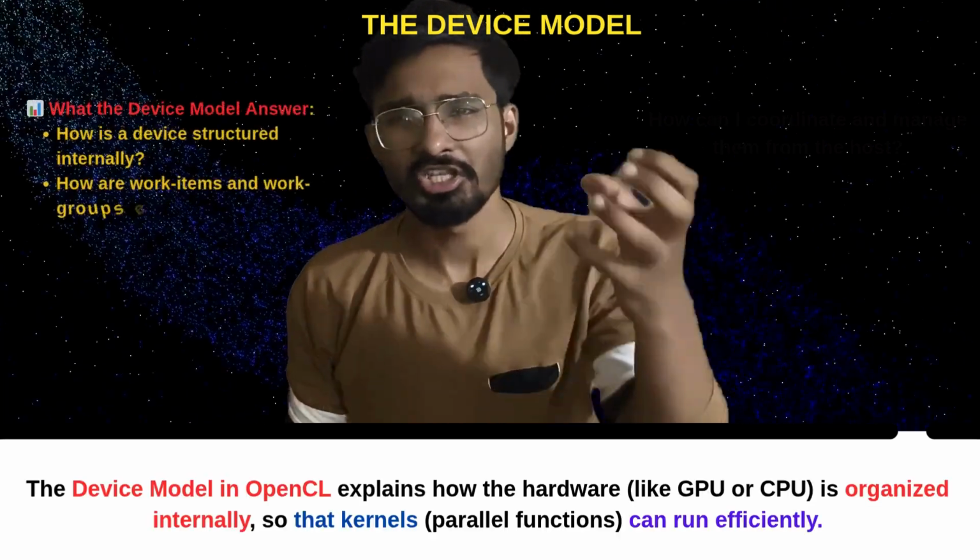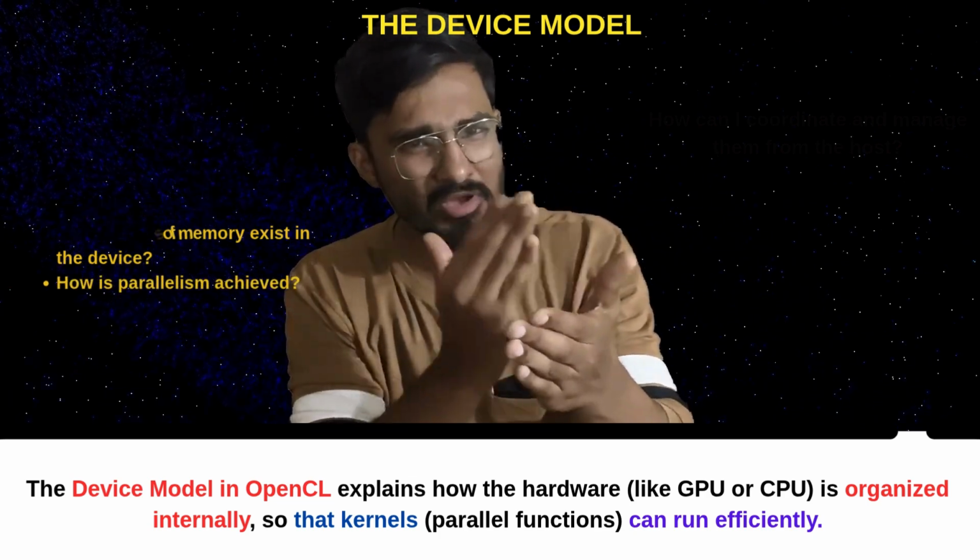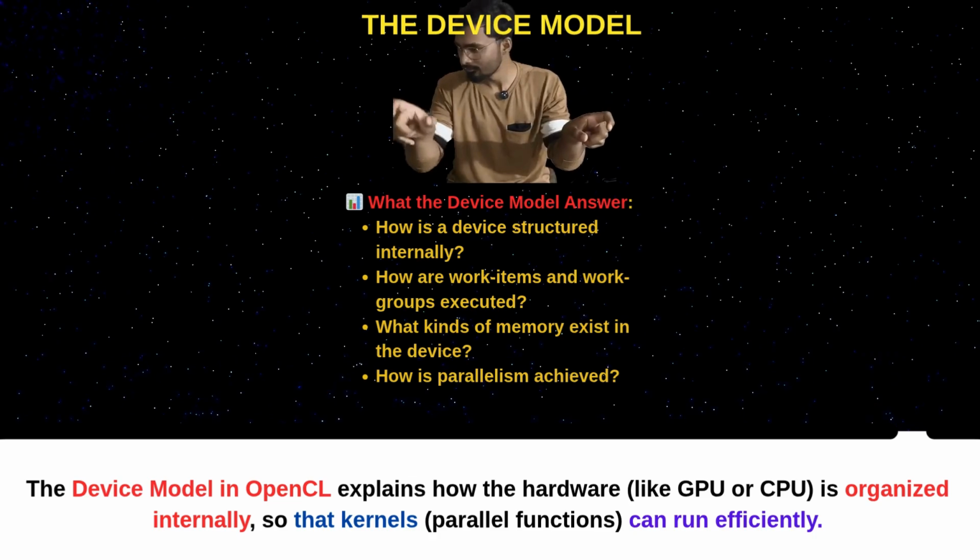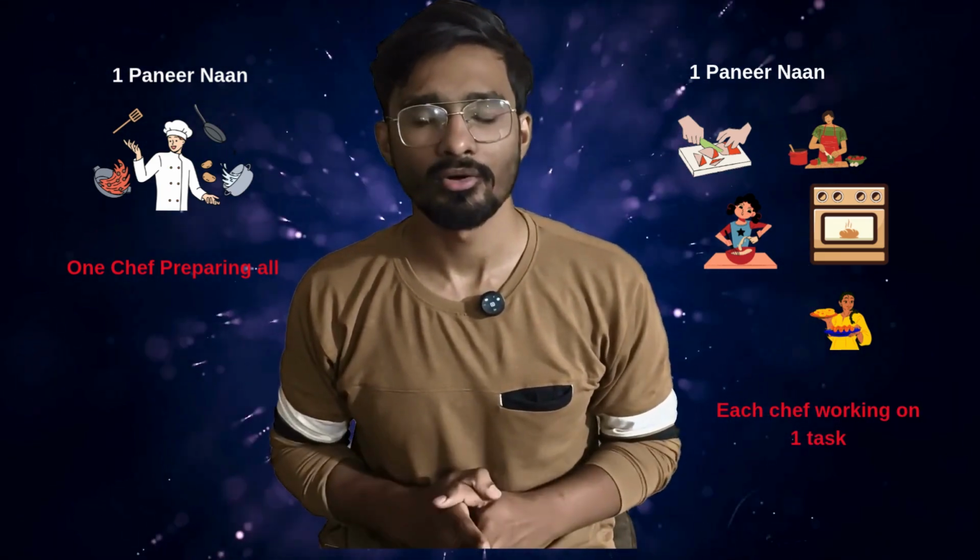The second one, the most important, is the device model. Now that the kitchen is ready, let us talk about how the cooking actually happens. This is where the device model comes in. The device model explains how OpenCL takes the task and breaks it into smaller steps that run in parallel. Let us take our example of 100 plates of paneer naan. Instead of asking one chef to do everything, you can break it into smaller specialized steps. One chef chops the paneer, another prepares the spice mix, someone else kneads the naan dough, another chef handles the baking in the tandoor, and finally someone plates everything up. Each chef works on just one part of the order, and they are all working at the same time.